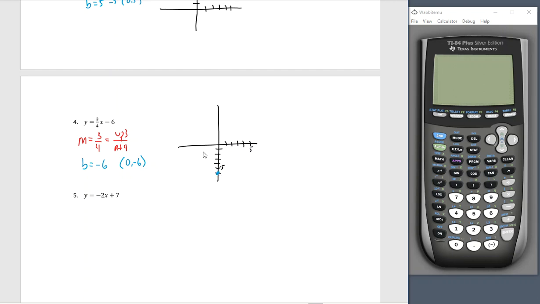From there, we're going to go up 3 units. So that's 1, 2, 3. But we don't make a point there. We have to go right 4 as well. 1, 2, 3, 4. That's where we make our point. So from the y-intercept, we use the slope to go up 3, right 4. And now we can draw our graph.